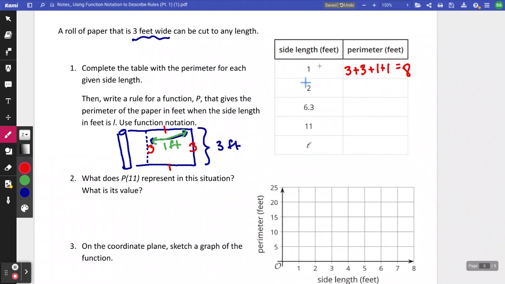Now that 1 is going to change, because in that first row we were given a side length of 1, but notice in these next 3 we were given a different side length. So this is where you're going to take over. Go ahead, pause the video now, and see if you can find the perimeter of these next 3 given these different side lengths. Go ahead, do that now.